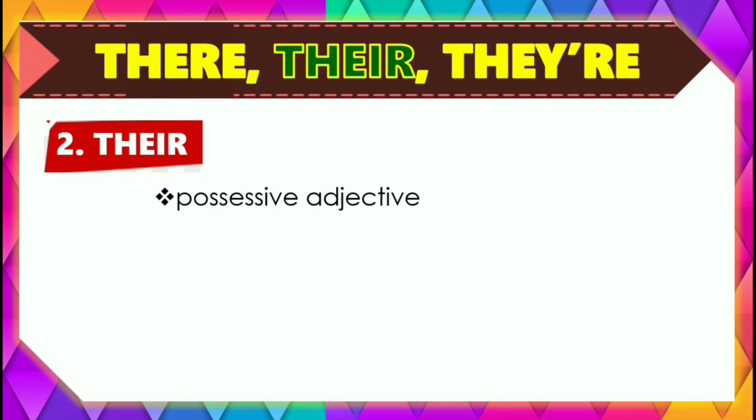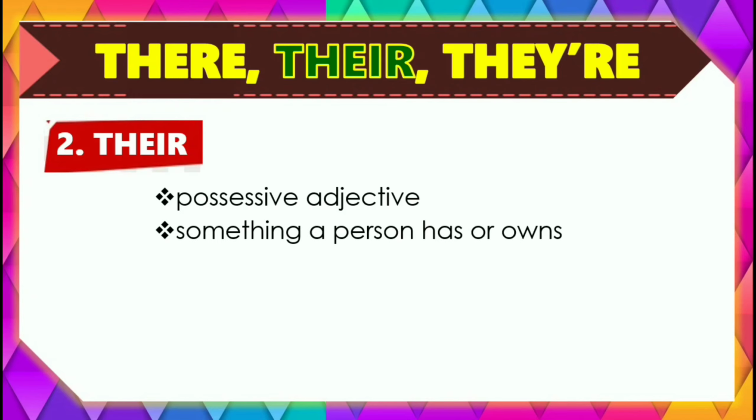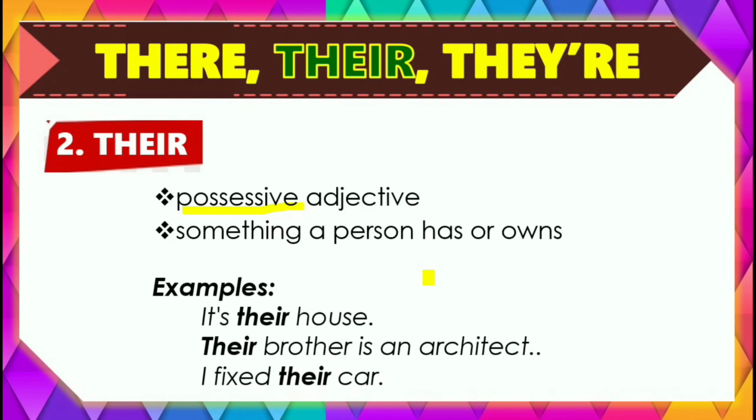The next one is this there. THEIR. So their is a possessive adjective. And it's something a person has or owns. It's possessive. What do I mean by possessive? Something that somebody owns and not yours. Something that does not belong to you. Alright? For example, we have it's their house. Not my house, but their house.